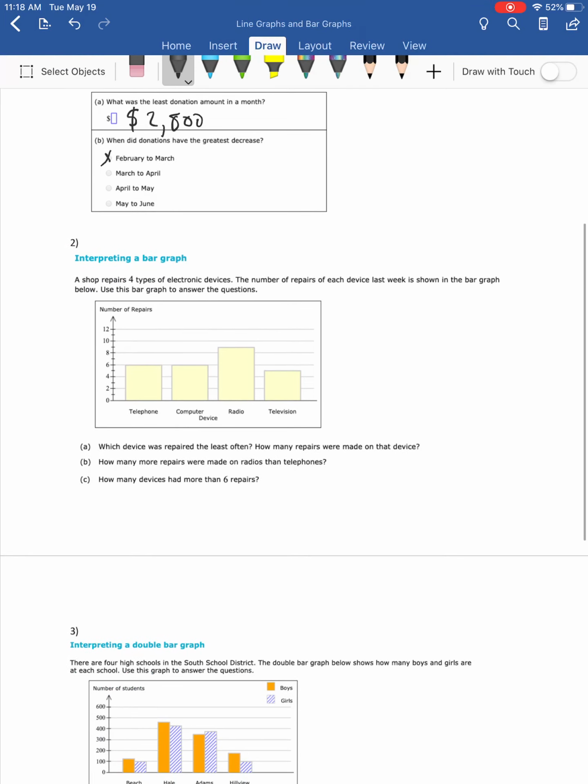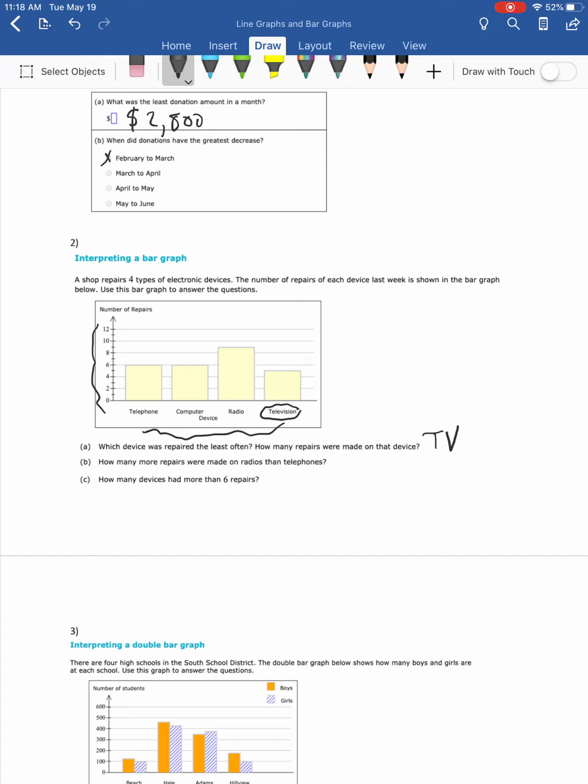Okay, interpreting bar graphs. A shop repairs 4 types of electronic devices. The number of repairs of each device last week is shown as the bar graph below. Use the bar graph to answer the questions. So on the horizontal axis, we have the type of devices repaired, and on the vertical axis, we have the number of repairs going in increments of 1. So A, which device was repaired least often? How many repairs were made on that device? We're looking for the shortest bar, which is television.